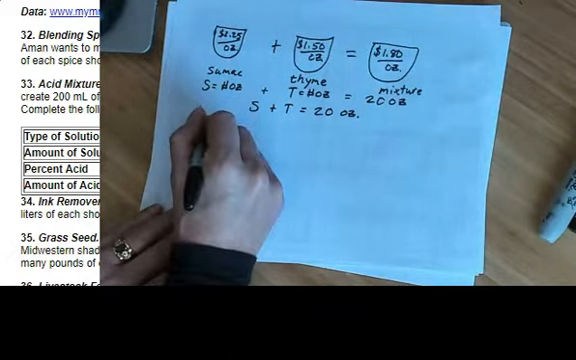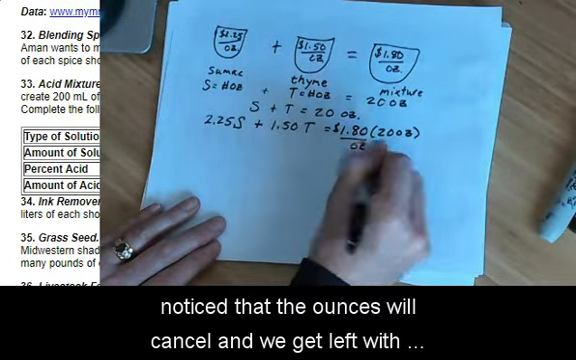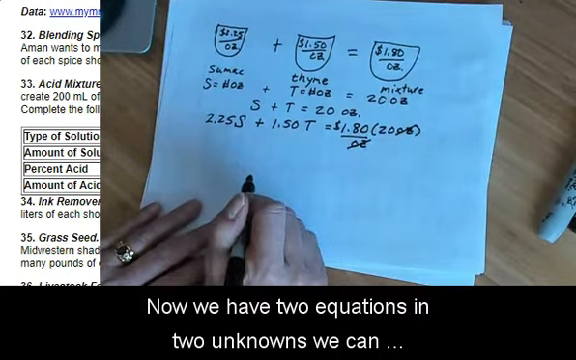So we're going to make this 2.25, the price per ounce, times the number of ounces S, plus the price per ounce of the thyme, $1.50 times T. And when you add those two values together, you should get the value of the mixture, which is $1.80 per ounce, but we know how many ounces of that we have. We have 20 ounces. So this is $1.80 per ounce. And notice that the ounces will cancel and we get left with money. So money plus money equals money. Now we have two equations and two unknowns.